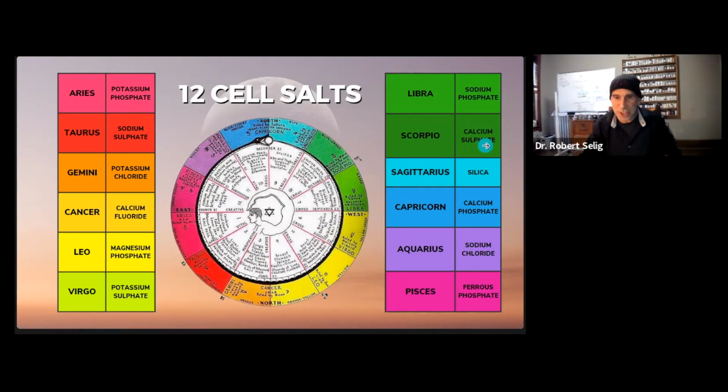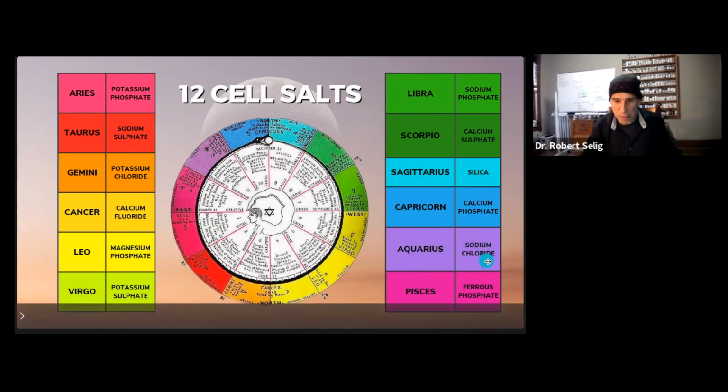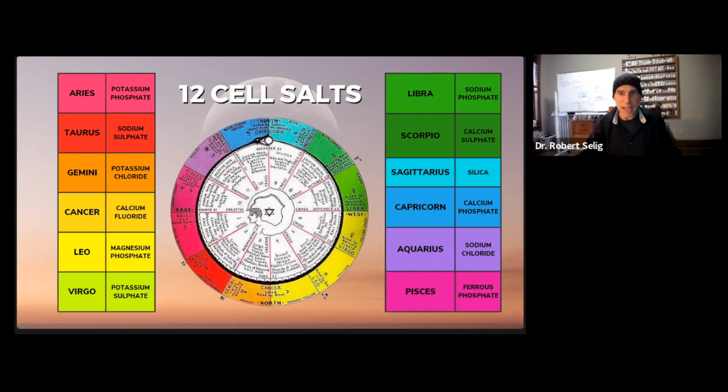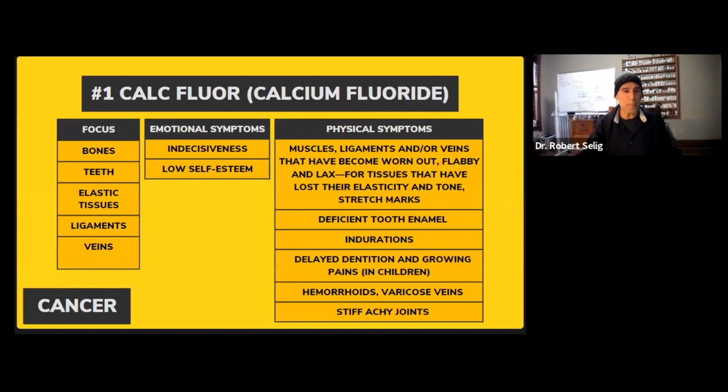Scorpio is calcium sulfate, Sagittarius is silica, Capricorn is calcium phosphate. We know Capricorn rules the bones. The most abundant element in the bones is calcium phosphate, and this is a wonderful bone nutrient remedy. Aquarius is sodium chloride, and Pisces is iron phosphate. So those are the 12 salts that we can use from an astrological perspective. And now we're going to get into the individual metals. So I'm going to take a time out and we're going to go through each of the 12 salts individually.